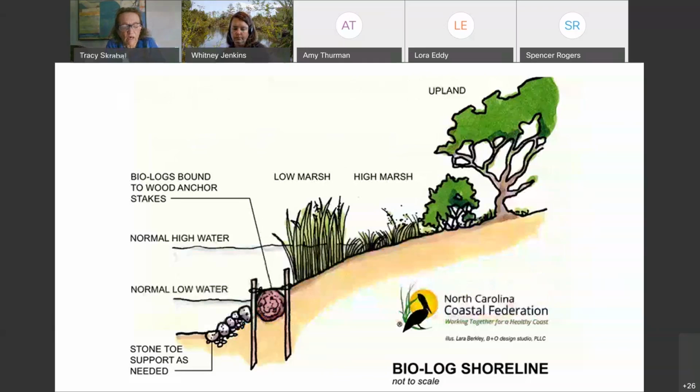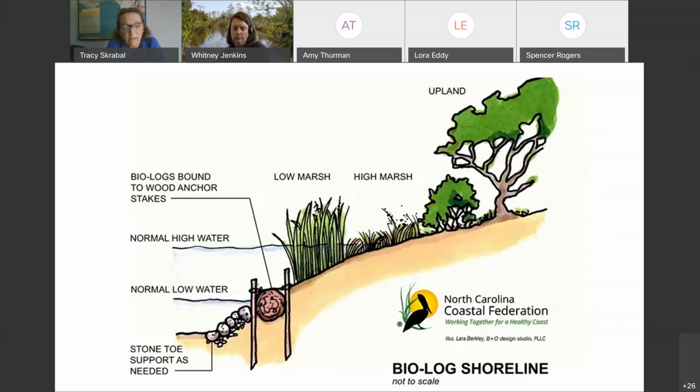Relatively inexpensive. I would say their application is on the low end of energy. They are not designed to be permanent, so they biodegrade. And you'll see a better picture of this in a minute. But the idea is that they're holding that toe so that the marsh that you're restoring or enhancing can really take hold and start to hold its own.